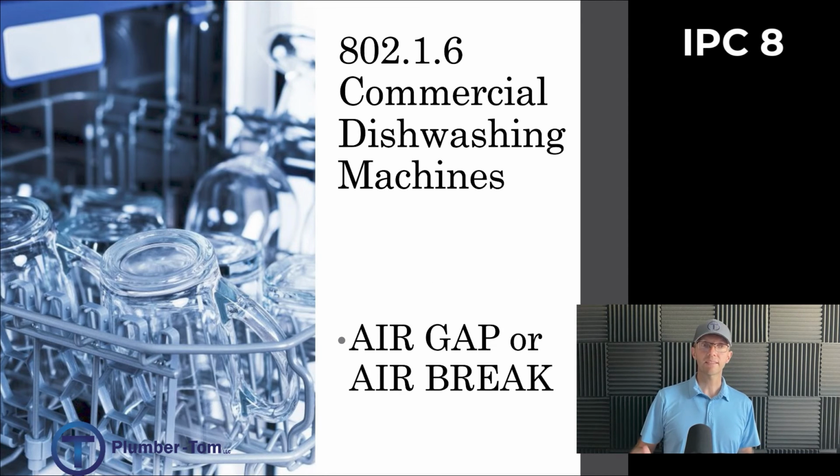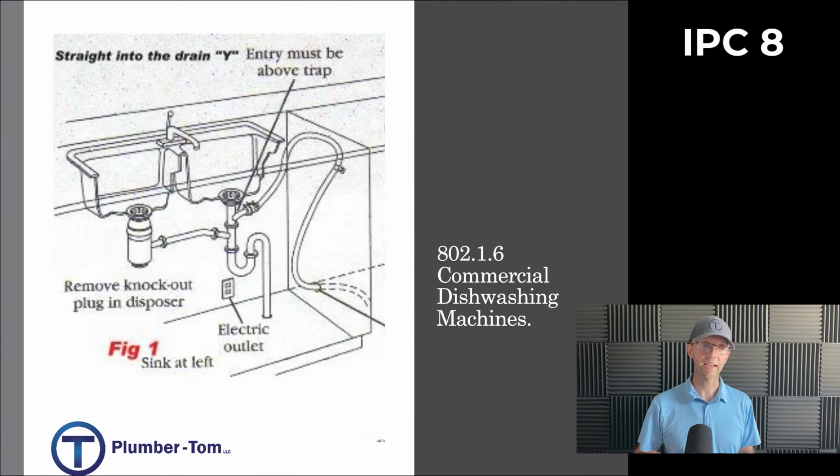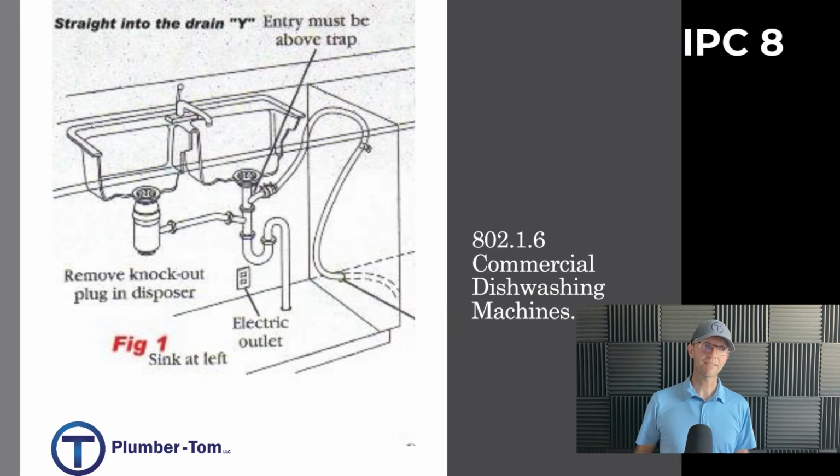802.1.6 gives us commercial dishwashing machines and two options. It can discharge through an air gap or through an air break. Let's look more specifically at dishwashers for a minute. And this applies very much to residential dishwashers. How do we handle the indirect waste of a dishwasher? Note in all of these, I'm going to throw out some illustrations here that we're using either an air gap or an air break. Here's an example.